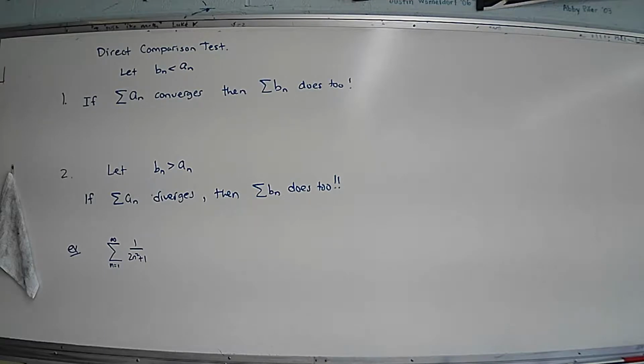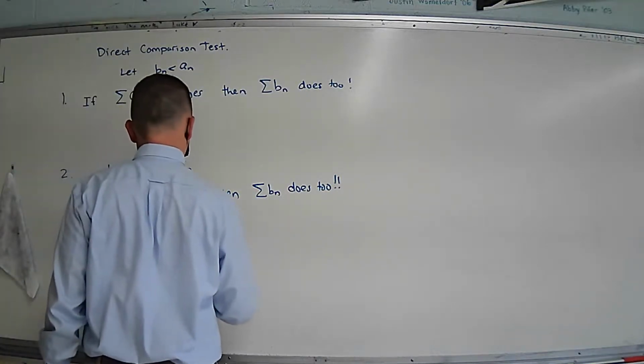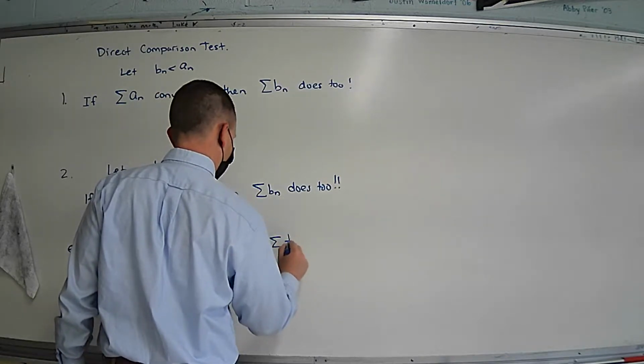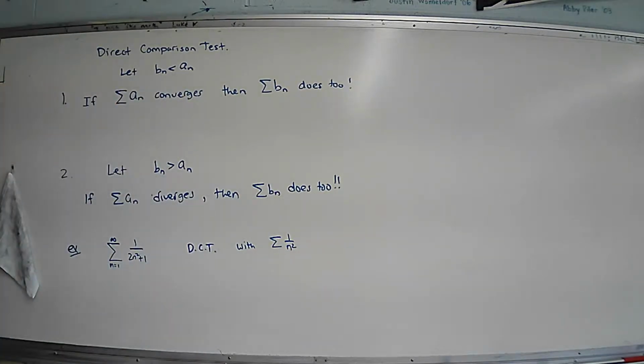So to answer the first problem, how do we know what to compare to? Well, I'm looking at that series, one over 2n squared plus 1, and I'm going to say, basically, what does it look most like? One over n squared. Okay? Start there. What's it look most like? Right? So I'm going to do a direct comparison, which I abbreviate as DCT, with one over n squared. What does one over n squared do, by the way? That converges because it's a p-series.